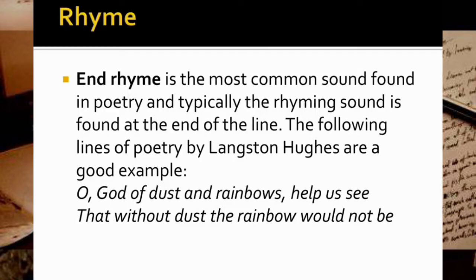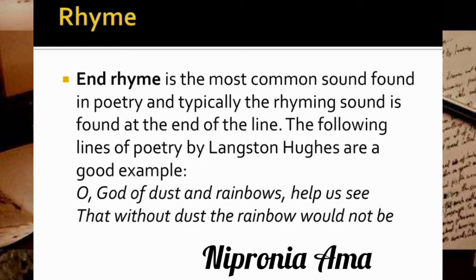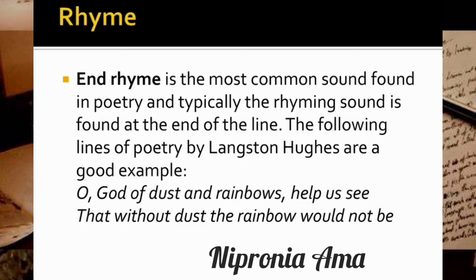Okay, next, end rhyme. End rhyme is the most common sound found in poetry, and typically the rhyming sound is found at the end of the line. The following lines of poetry by Langston Hughes are a good example. O God of dots and rainbows, help us see that without dots the rainbow would not be.